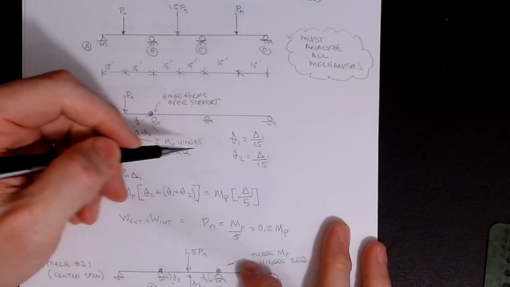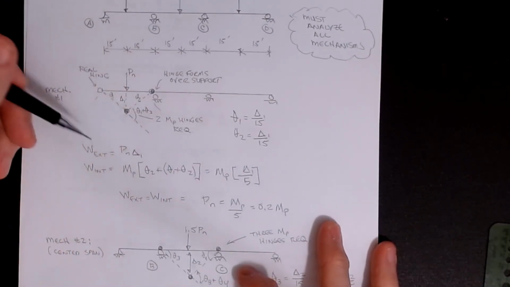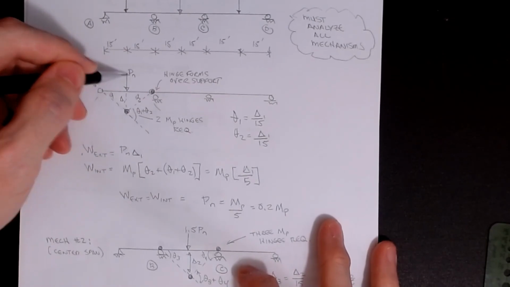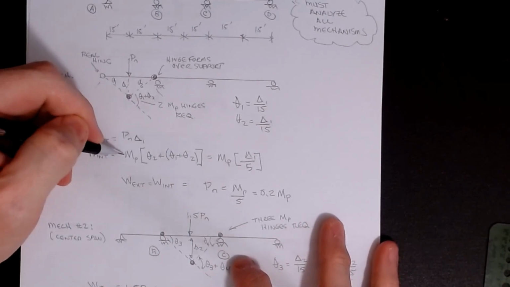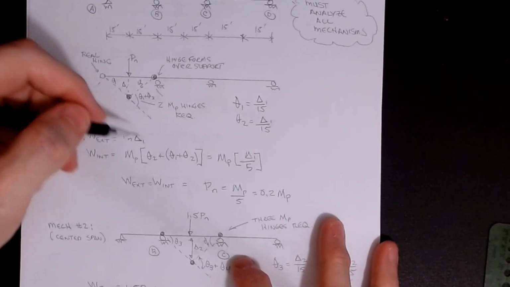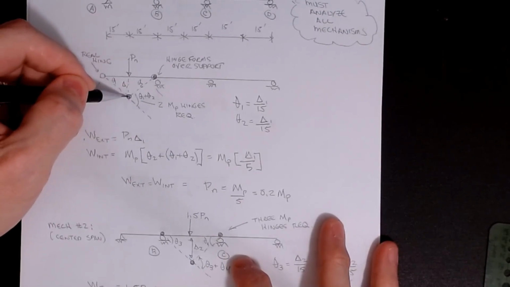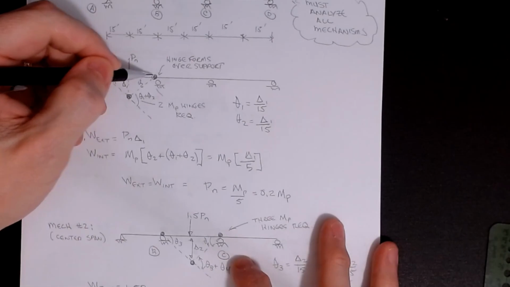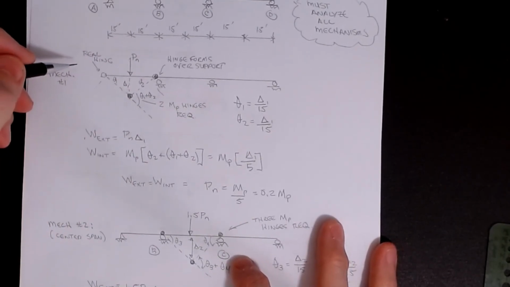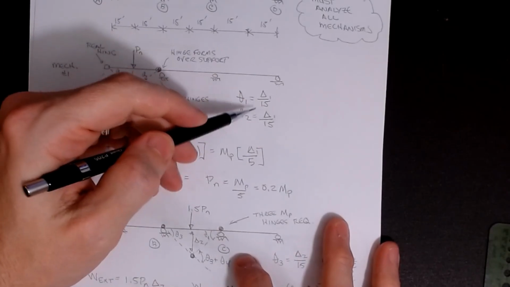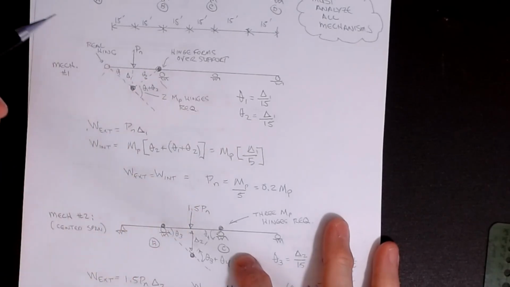Theta 1 is delta over 15, theta 2 is delta over 15, and so I can plug all of this in. The external work is Pn times delta 1, no different than what we did before. The internal work is Mp multiplied by the rotations at the locations where the plastic hinges form. So it's this guy times theta 1 plus theta 2, and this guy times theta 2. Again, we don't have the first term because it was a real hinge there. If I plug in delta over 15 for all of this, I get Mp times delta over 5.